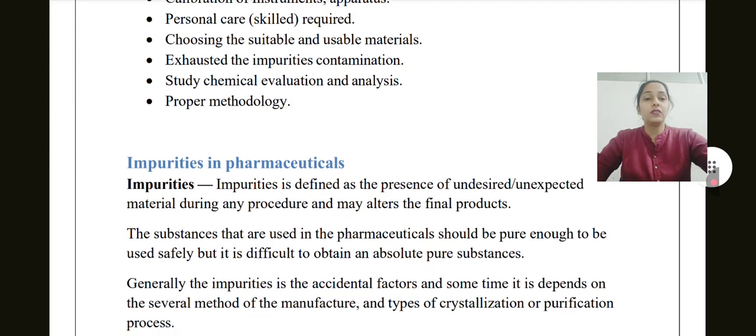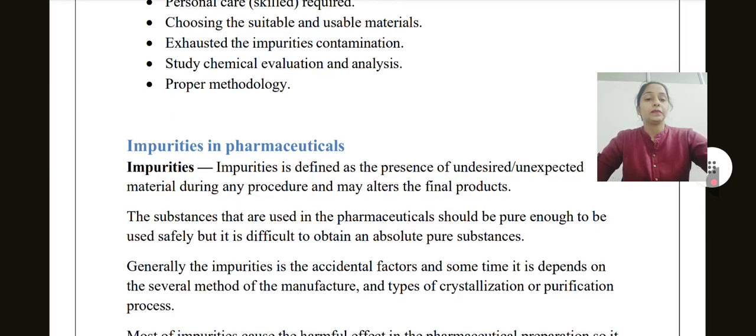So next is our impurities in pharmaceuticals. So, what does an impurity mean? It is defined as the presence of unexpected or undesired material during any procedure that may alter the final product. The substances that are used in the pharmaceutical should be pure enough to be used safely, but it is difficult to obtain an absolutely pure substance.